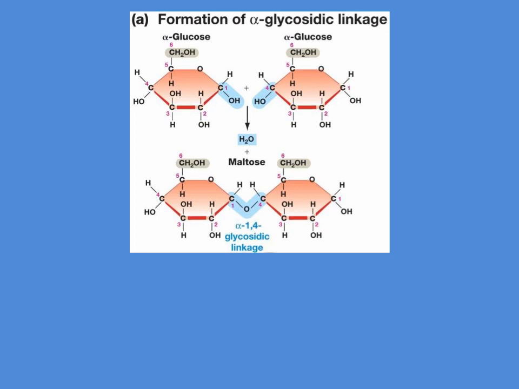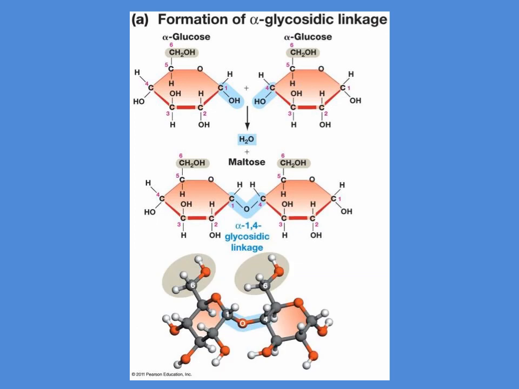The 1 and 4 refer to the fact that the bond occurs between the first carbon of one monosaccharide and the fourth carbon of the other monosaccharide. The resulting disaccharide is maltose. And if you will notice, the sixth carbons of the monomers are still in the up position after the bond is formed.